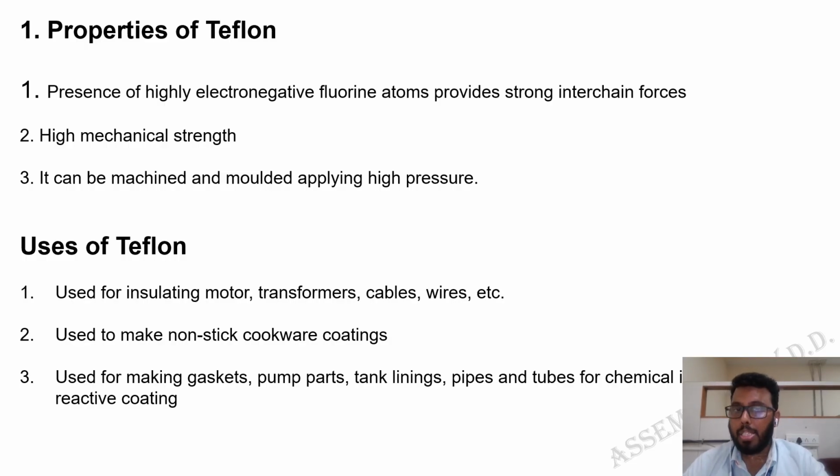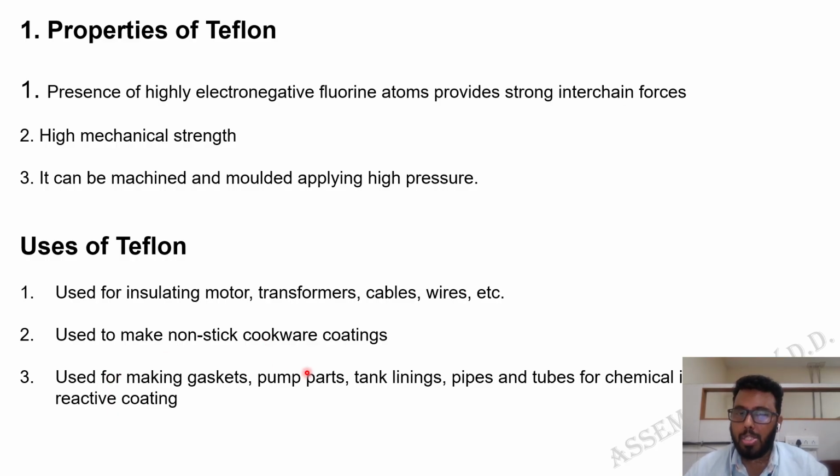Properties: as I told you, the reactions you can write, but properties and uses you have to write. The properties of Teflon: it has highly electronegative fluorine atoms, CF2 CF2, so it provides strong intermolecular forces and high mechanical strength. It can be machined and molded by applying high pressure, like a tape. Teflon tapes we know. Uses of Teflon: it is a widely used insulating material to insulate motors, transformers, cables, wires, etc. If you see an electrician, in his kit bag he will always have a Teflon tape to tape the cables and wires.